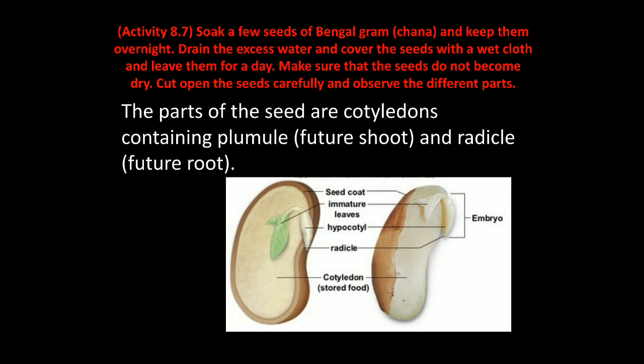The parts of a seed are cotyledons. If you divide the seed into two parts and remove the seed coat, whatever structure is there is called a cotyledon. It is called cotyledon. What is this cotyledon?